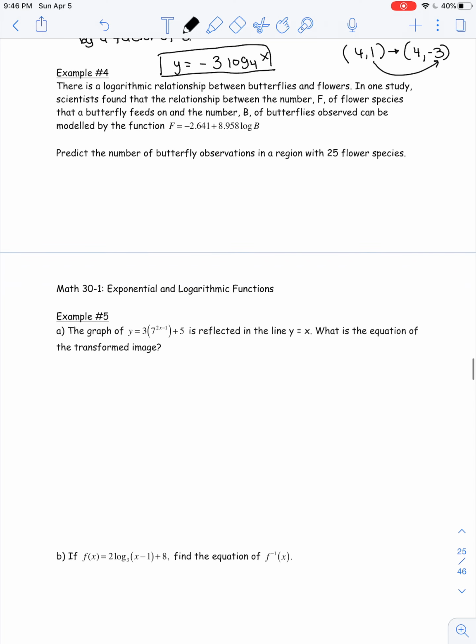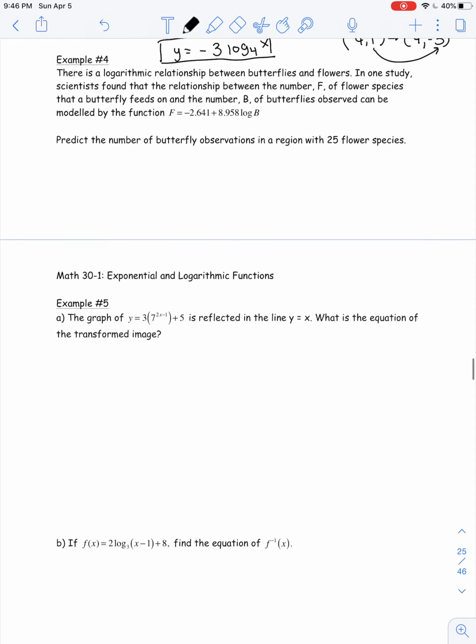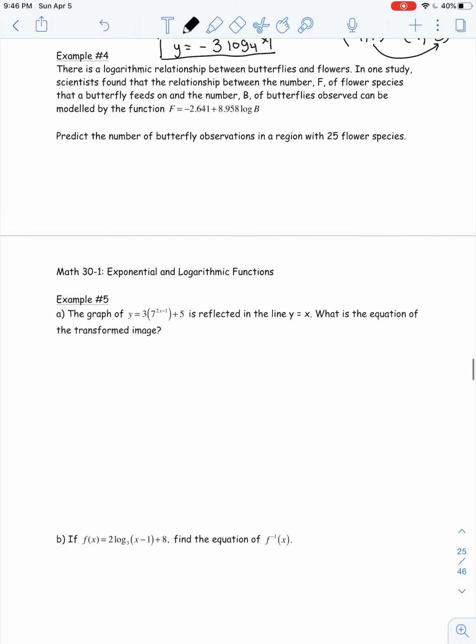Example number 4. There is a logarithmic relationship between butterflies and flowers. In one study, scientists found that the relationship between the number f of flower species that a butterfly feeds on and the number b of butterflies observed can be modeled by this function. So they're giving us an equation that represents all of this. Predict the number of butterfly observations in a region with 25 flower species.